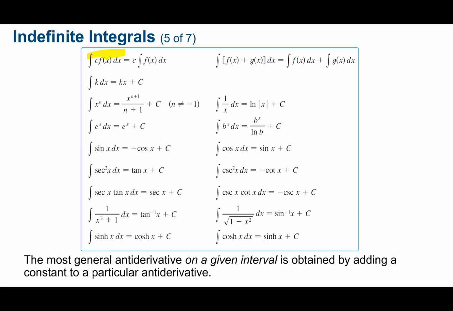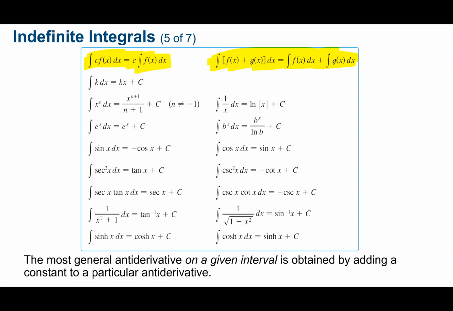We need to be able to use this rule. That's really just a property. And it says if we have a constant times a function, we can bring the constant out front of the integral symbol. Okay. This next one is really just a property as well. It says if we have the sum of two functions and we want that integral, we can find the integral or the antiderivative in this case of each function and add those together. Okay.